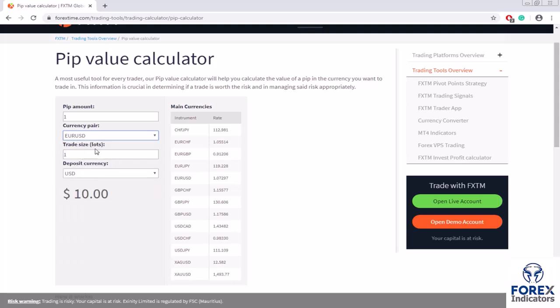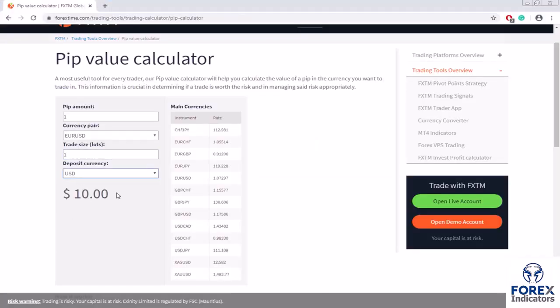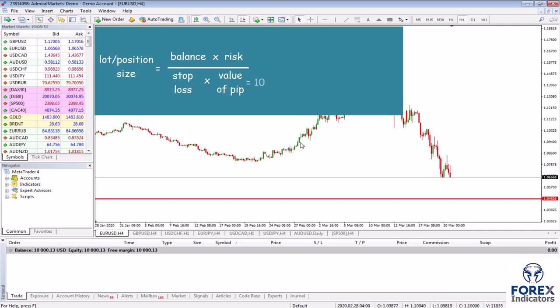Trade size is the number of lots. We ask for the value of 1 pip for 1 lot. So here always leave 1. And the last field is deposit currency. That is our account currency. The currency of our account is dollars, so I leave it as it is. And here we see that the value of 1 pip on the euro-dollar currency pair for 1 lot size is $10. The number we need is number 10.